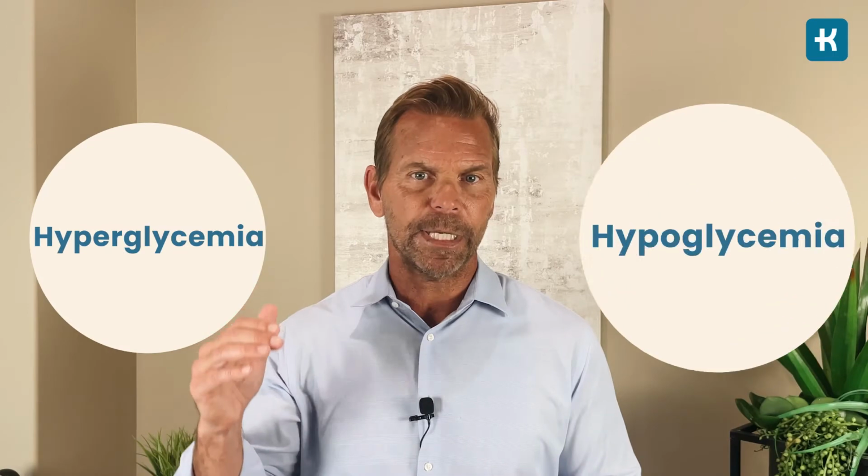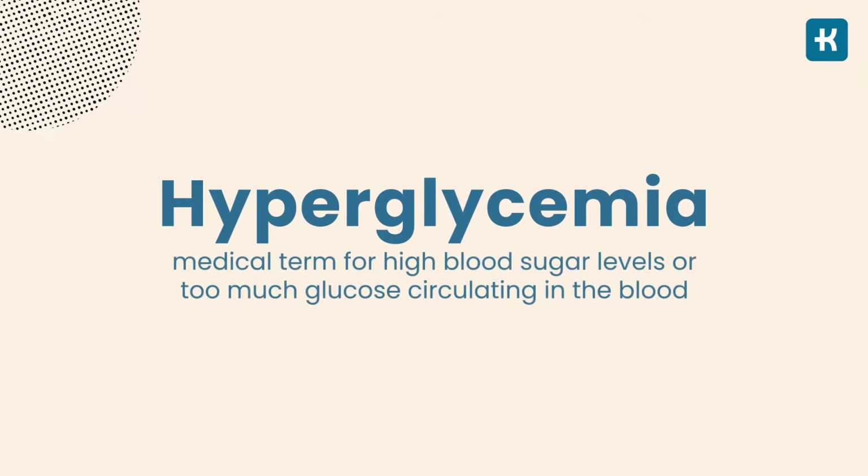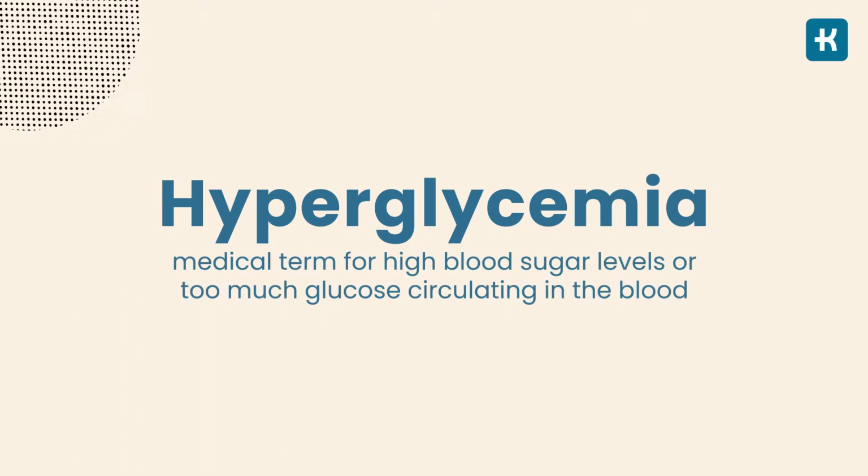All right. So I briefly mentioned hyperglycemia and hypoglycemia. Now I want to explore this more deeply since it's really important for people with diabetes. So let's start with hyperglycemia, which, as I mentioned, is the medical term for high blood sugar levels, or too much glucose circulating in the blood.